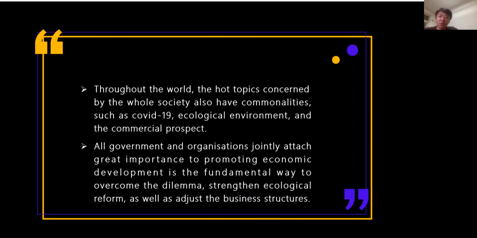Okay, here are the reasons why we're doing this. We address that the most important problems occur in commodities, ecological environment, and commercial prospects. Therefore, I believe that government and organizations can make a fundamental contribution to economic development by addressing the data changes and settling the problems by strengthening the ecological reform as well as adjusting the business structure. So that's all about this part.